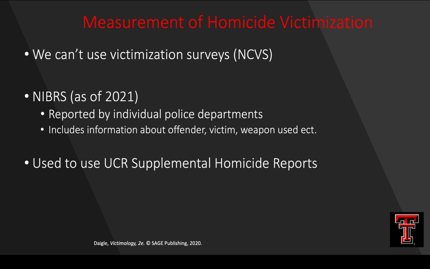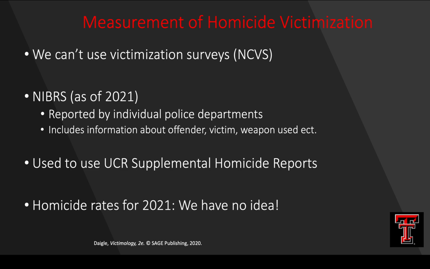Before that, and you'll notice our textbook still talks about it, we did use the UCR supplemental homicide reports. Again, we're not using the UCR anymore. And for the homicide rate for 2021, we have no idea. Like I said in a previous PowerPoint, we don't know in 2021 what crime looks like. The switch over from the UCR to the NIBRS was still ongoing. We don't have proper data. Police departments aren't participating, so we have no idea what this looks like.